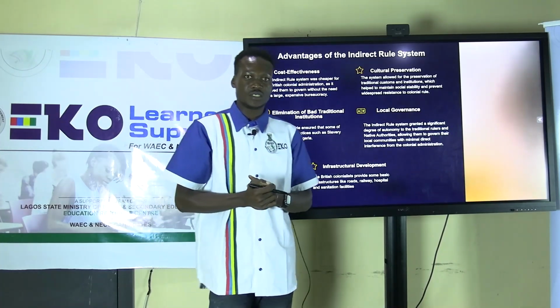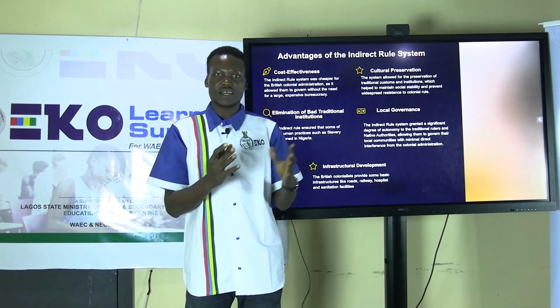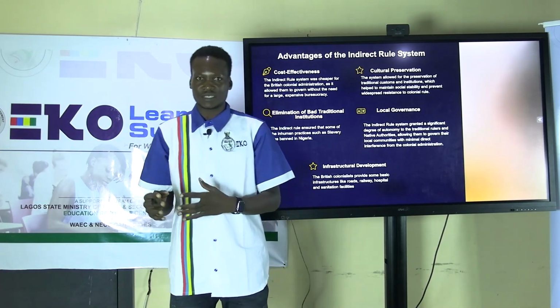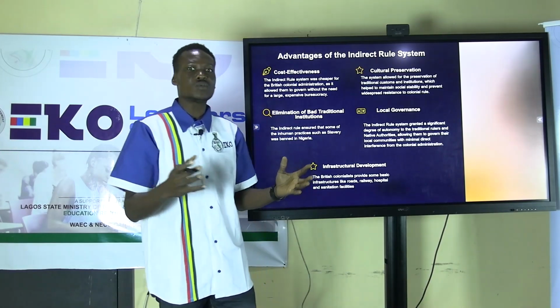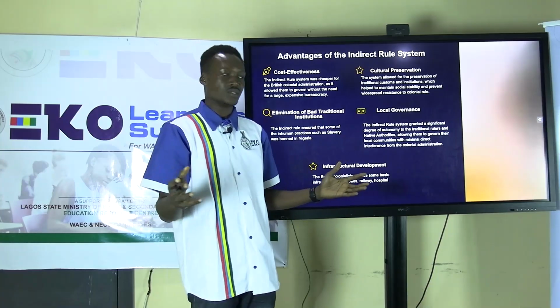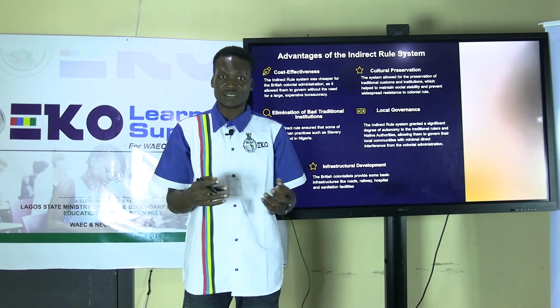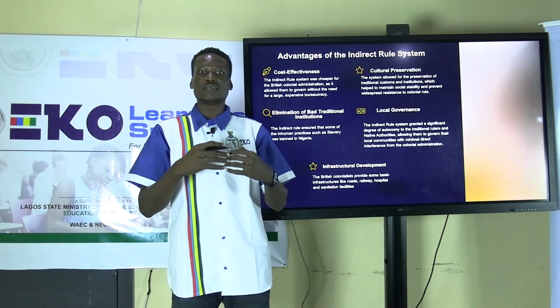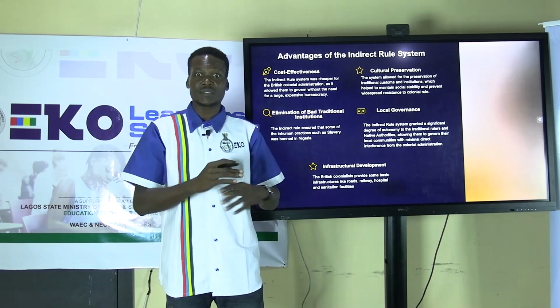Also, advantages. The indirect rule system has advantages and disadvantages. Start with the advantages. What are the good sides of the indirect rule system? Number one is that it is cost effective. Unlike some other systems of government, like the democratic system of government, for example, which is not cost effective, indirect rule is very cheap.